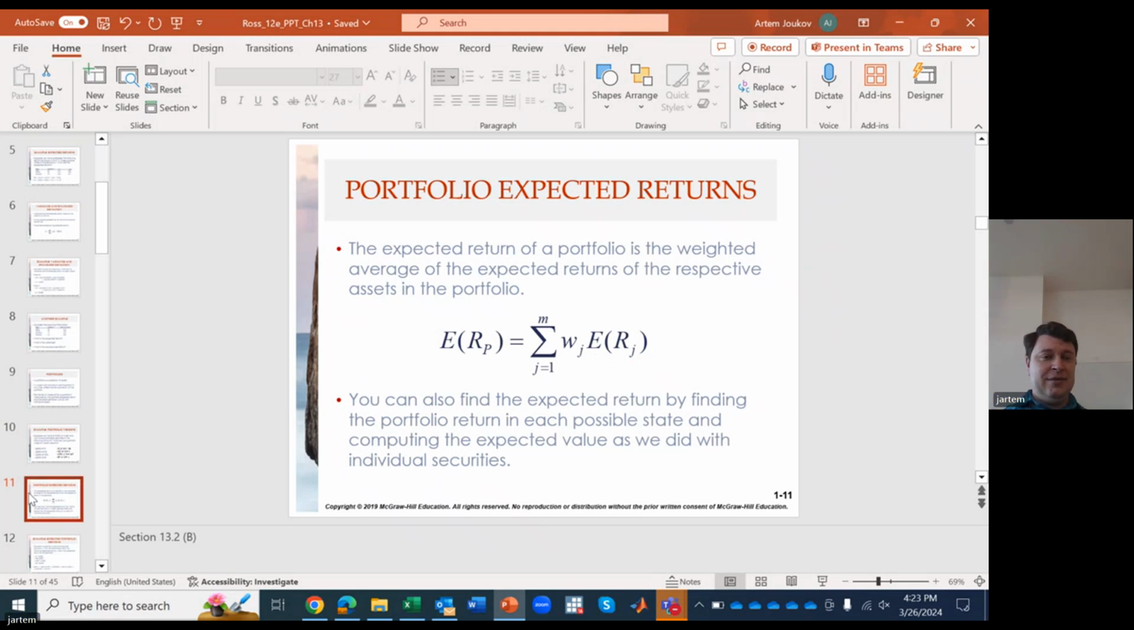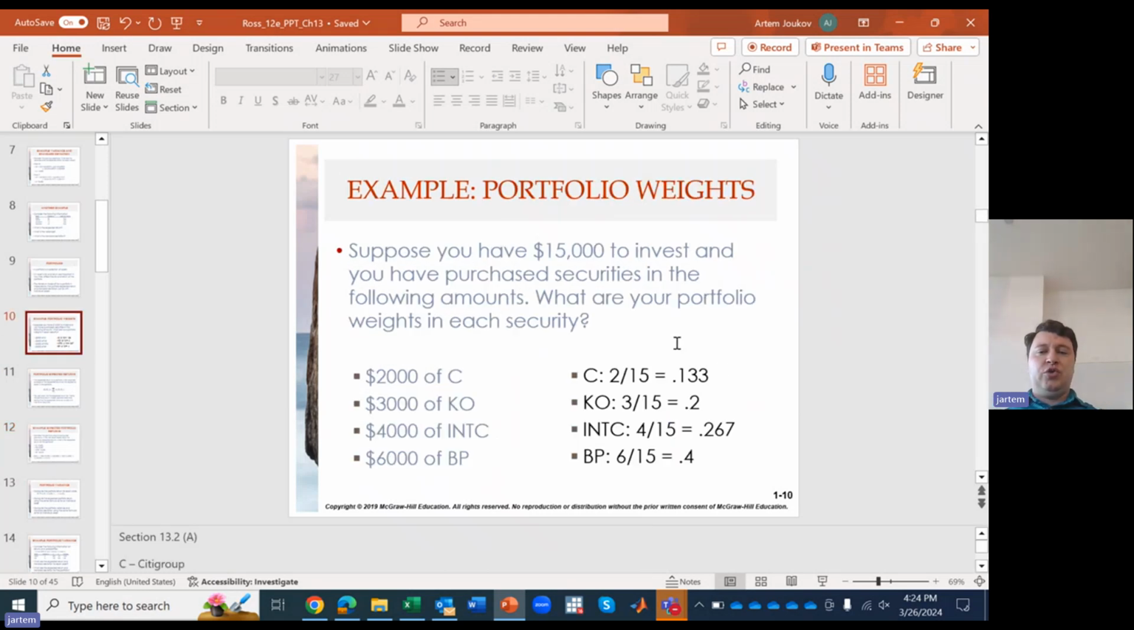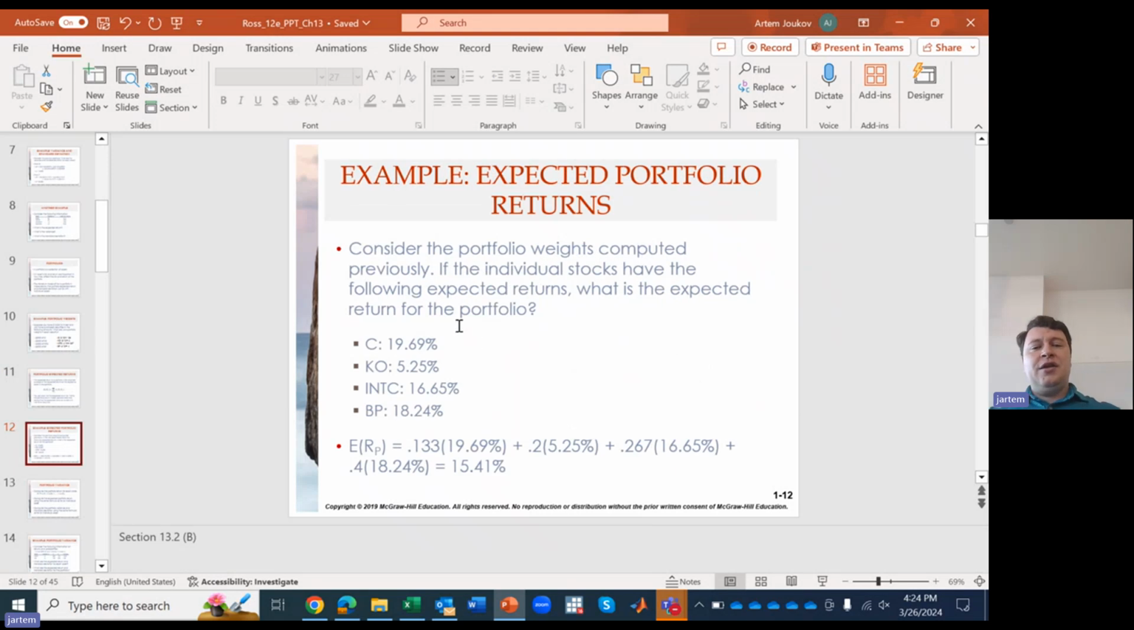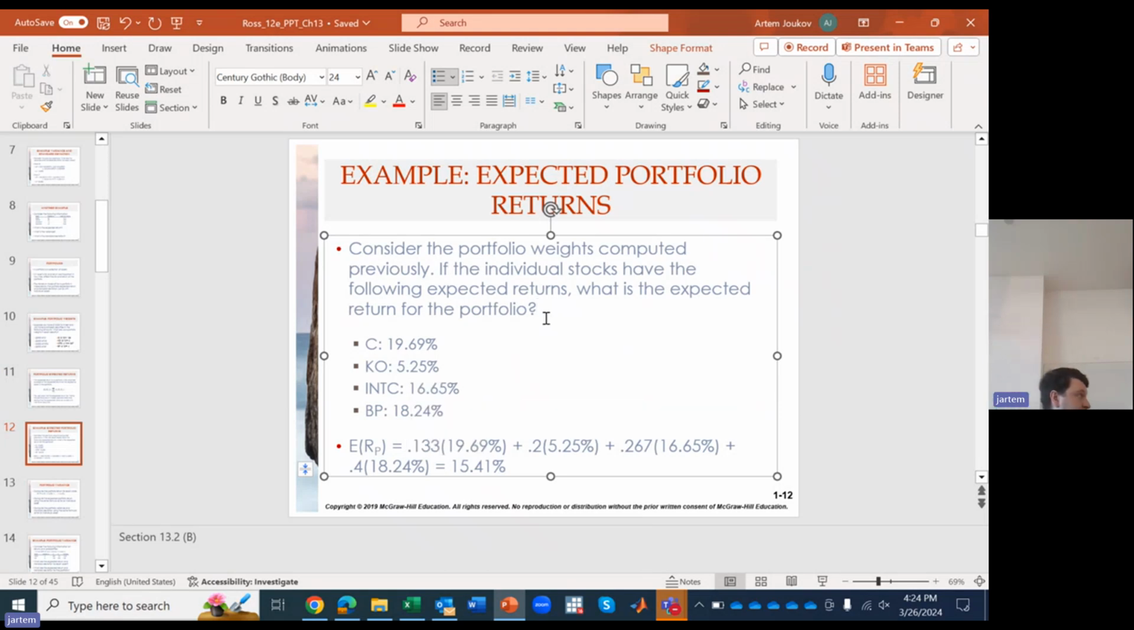All right. So let's take a look at what that would look like. So let's say you use the portfolio weights from the prior problem. Now, in the prior problem, here's what they gave us. And then they give us these returns, the expected returns. So again, the weight of the portfolio of C is 13.3%.